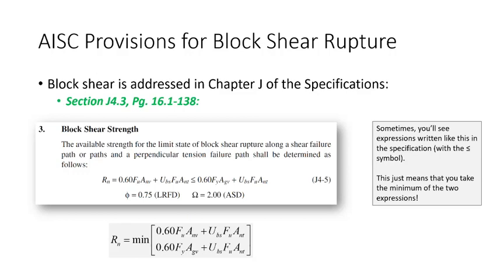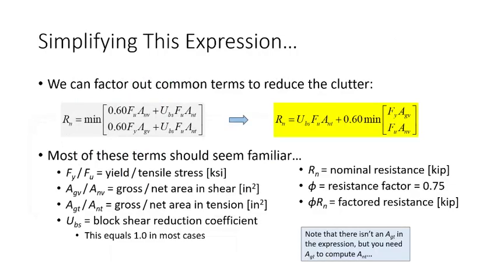So I can factor that all the way out. And the other thing I can do is factor out the 0.6 to make my life a little easier. So instead, I'm going to take this equation out of the spec and rewrite it a little bit to make life easier. And this is going to be the equation that we use.